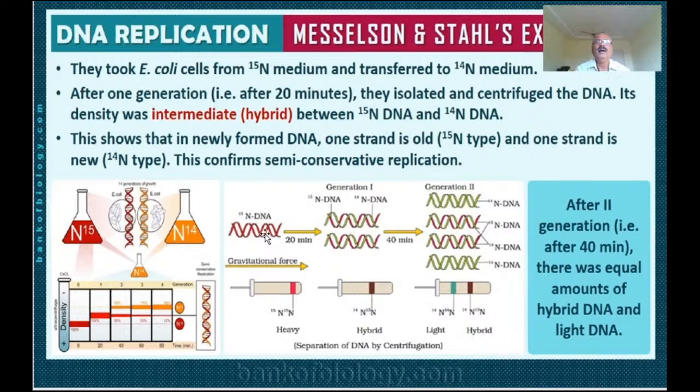When DNA replication starts, two strands of DNA act as template. So this is one strand, this is one strand. Opposite to this strand, a normal nitrogen containing strand will be formed. Here also a normal nitrogen containing strand will be formed. So that one strand is heavy and another is lighter. That's why this replication is called semi-conservative replication.